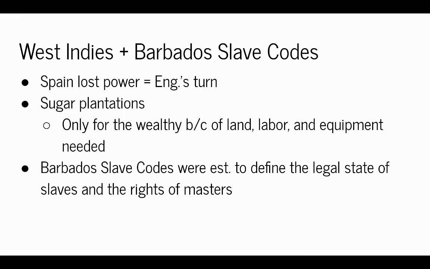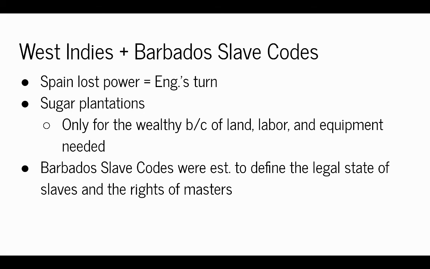So the West Indies and talking about the Barbados slave codes, right? So by the mid-1600s, Spain had lost their power in the West Indies, and now you have England taking over. And they really established a lot of sugar plantations on those islands. And I'm talking about like in the Caribbean, if you will. So here's the deal with sugar plantations. You had to be wealthy to run a plantation. You needed a vast amount of land, you needed labor, and the equipment was expensive.